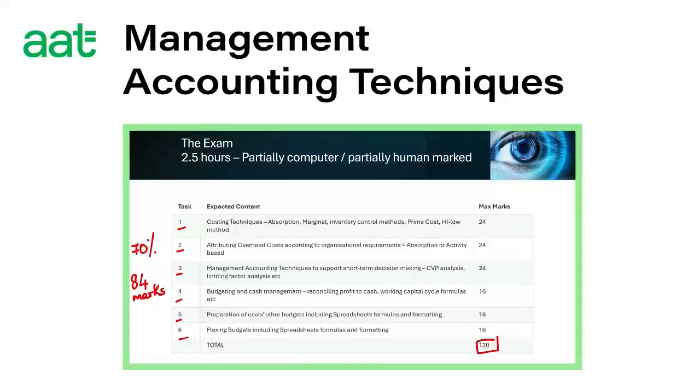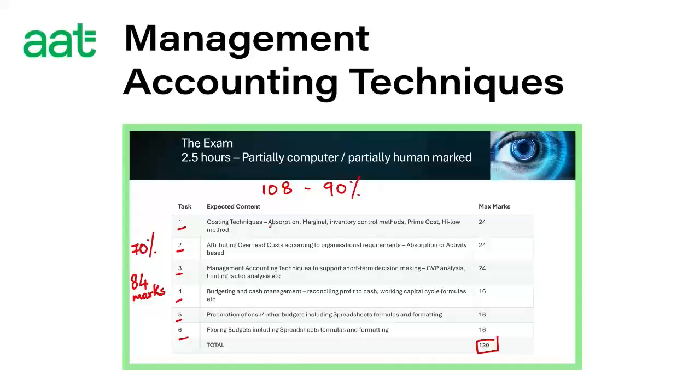So if you want a distinction grade, then clearly you have to pick up the pace. 90% of 120 is 108 marks to get a distinction grade. It's very doable as long as you put in the effort and get the marks on offer while you do your exam. Of course, in your exam, the first task is on costing techniques.